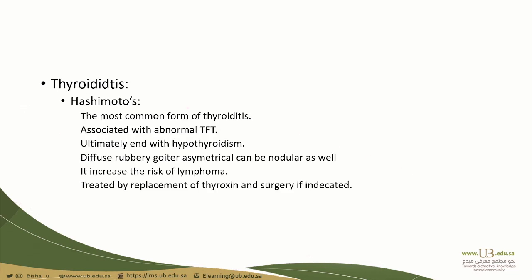The second we'll talk about is Hashimoto's thyroiditis. It is the most common form of thyroiditis. 5% of females have some sort of Hashimoto's thyroiditis. It is associated with abnormal thyroid function tests. So here, because of the inflammation, the gland will first secrete more thyroxine, and the patient will, at the beginning of the disease, have low TSH. So the patient will be hyper at the beginning.